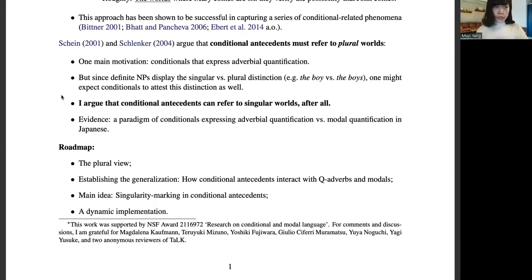So our plan today is to first of all look at the plural view in a little bit more detail, and then we will try to establish the generalization by looking at how conditional antecedents interact with quantification adverbs and modals in Japanese. And then I will introduce my main idea, which suggests that there is singularity marking in conditional antecedents. And finally, I will show you a dynamic implementation of the idea.